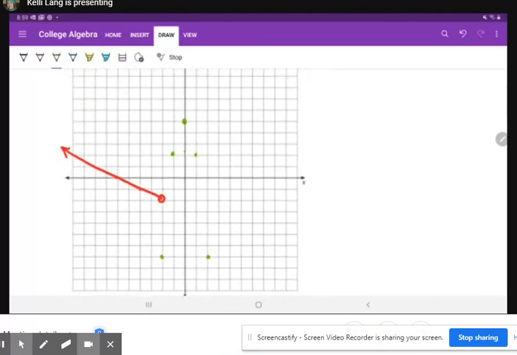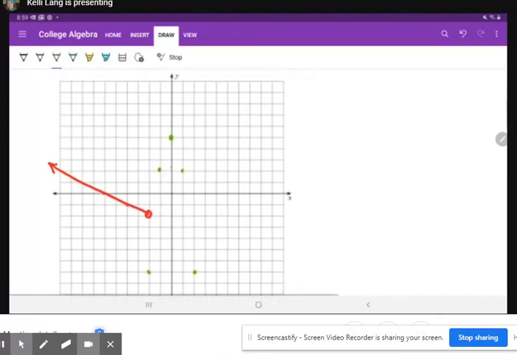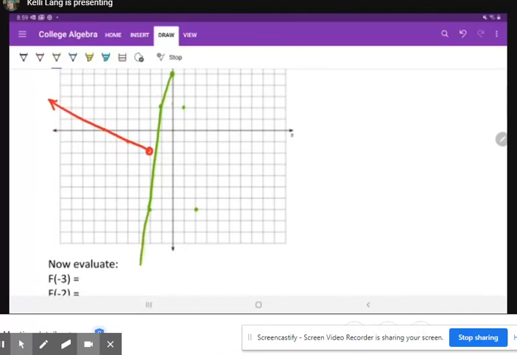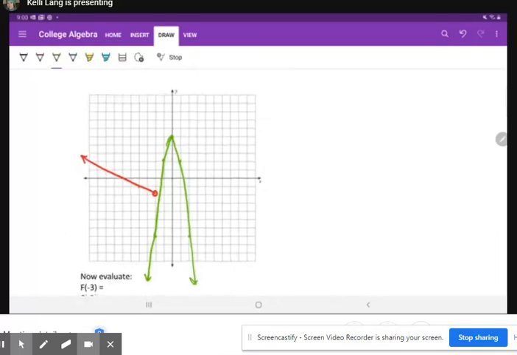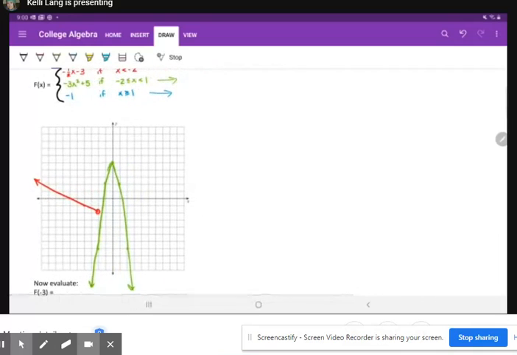All right, so now we draw our parabola, which goes on and on forever in both directions. This is the most awful parabola I've ever drawn. But notice I haven't taken my domain into account yet.